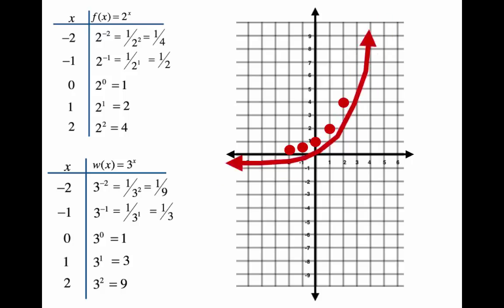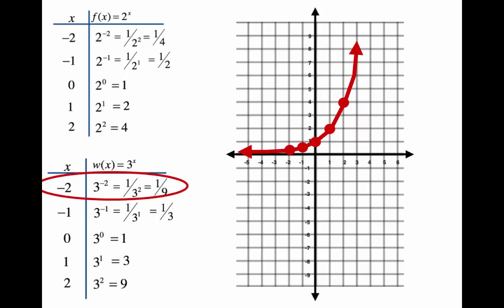Okay, now we got to add to the graph. We've got our f of x. It's a nice curve. We got to do w of x. So now we'll work on plotting that. -2 and 1/9 is the first point. So -2 is here. 1/9 is like just barely inching up that dot.